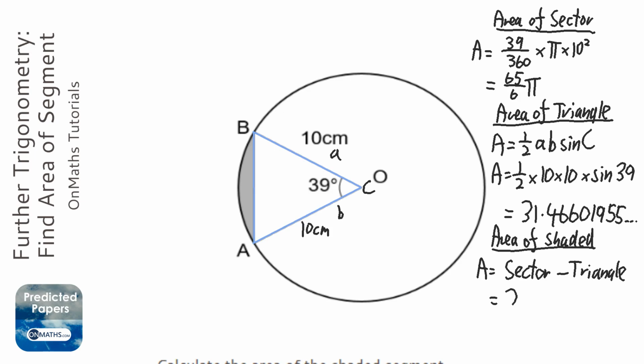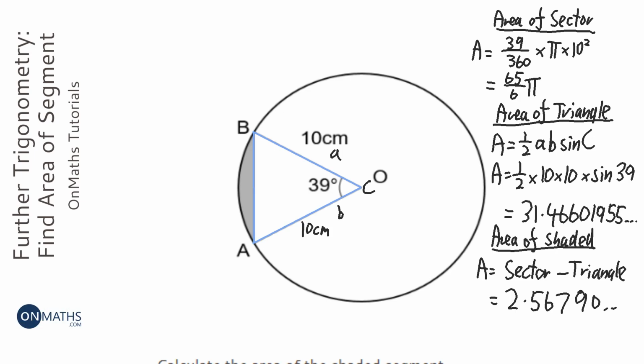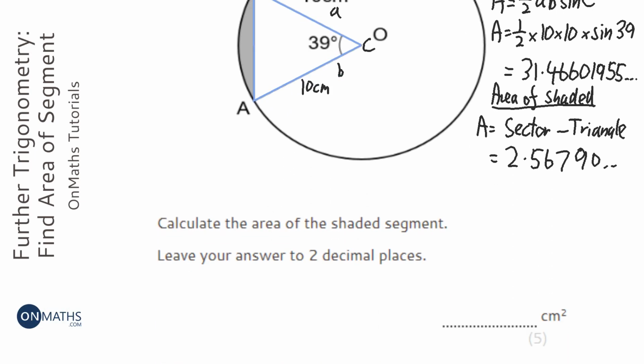Press equals, and it's 2.5679 blah blah blah, and it wants it to two decimal places, so that's 2.57.